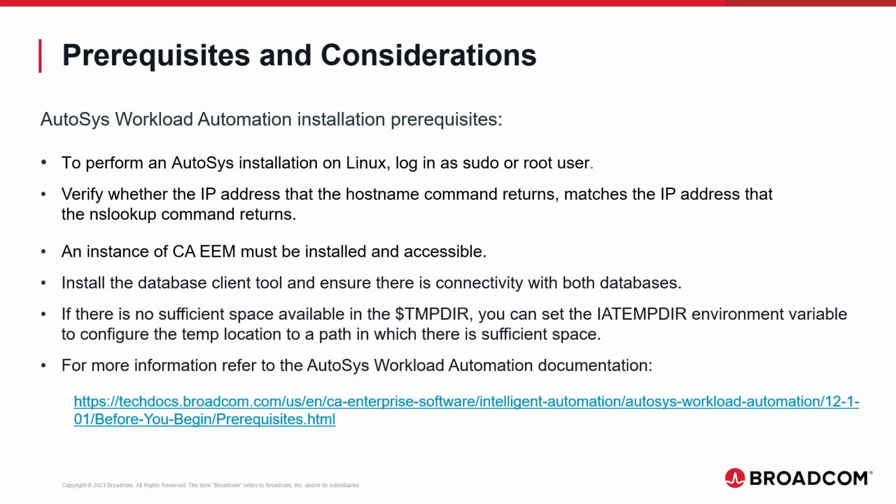Prerequisites and considerations. AutoSys Workload Automation installation prerequisites. These requirements apply to the primary, shadow, and tiebreaker schedulers. To perform an AutoSys installation on Linux, log in as sudo or root user. Verify whether the IP address that the hostname command returns matches the IP address that the nslookup command returns. An instance of CAEM must be installed and accessible. Install the database client tool and ensure there is connectivity with both databases.